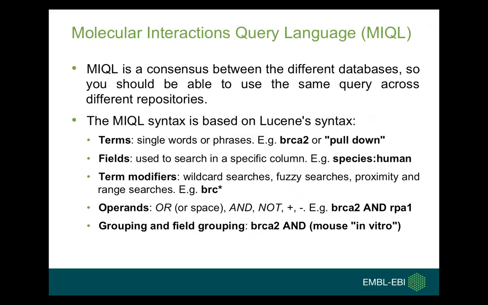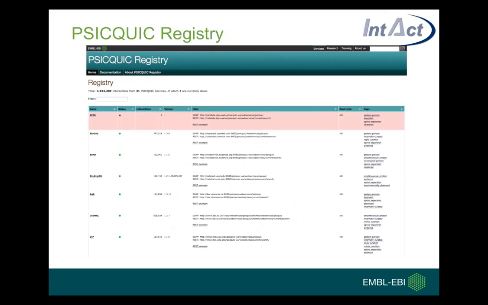And the grouping and field grouping, BRCA2 and mouse in vitro. It's not a hard one, but it's more tricky than the previous one. We'll have to, first of all, resolve the parentheses as in math, and afterwards you will apply the AND. It's just to have more restrictive searches or more advanced ones, but they can be built easily once you get how it works.